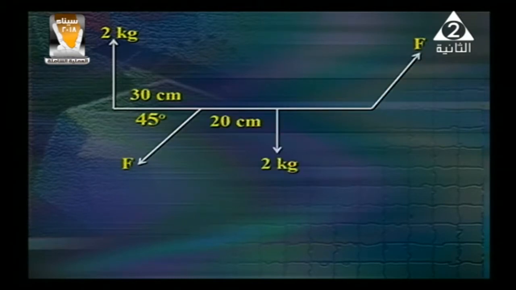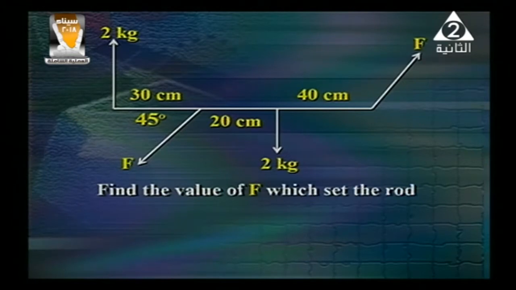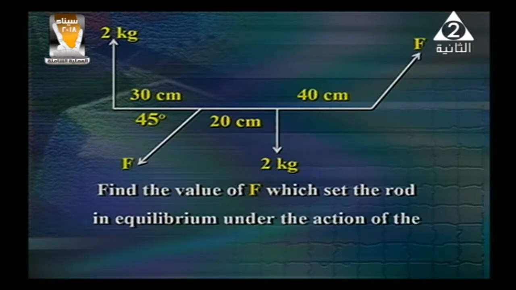Look at the figure. Find the value of F which sets the rod in equilibrium under the action of the two couples. Dear student, look at the opposite figure. We have 2 Newton and 2 Newton forming a couple, and two forces F and F also representing a couple. Find the value of F which sets the rod in equilibrium under the action of the two couples.